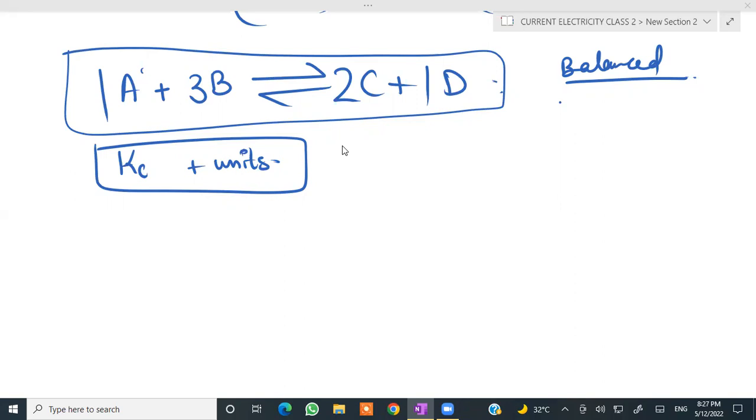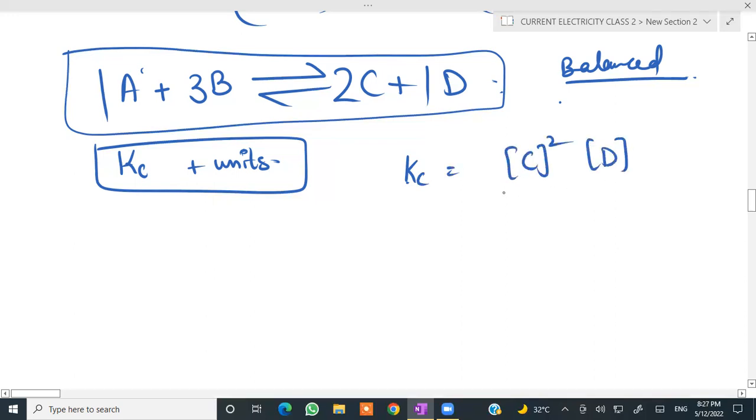Sir, won't it just be 1 over mole per dm cube? Sorry, 1 over mole per dm cube. Okay, and what's the expression for Kc? C squared into D divided by A into B cube, B raised to the power 3. All right, good. And what's the unit? Sir, 1 over mole per dm cube.